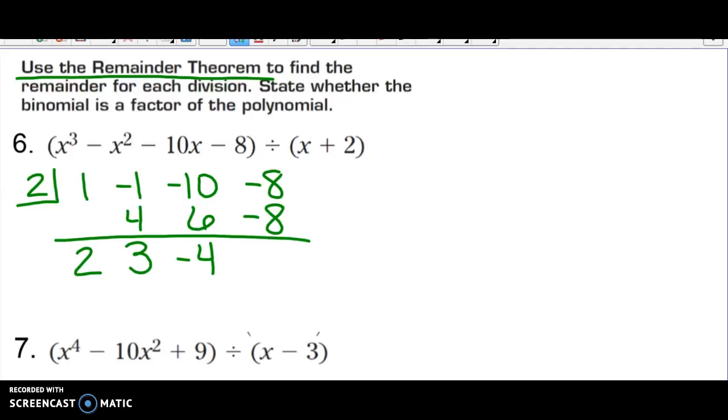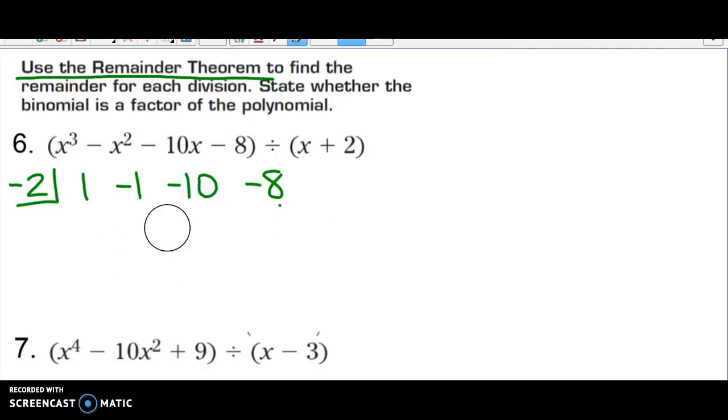I hope I did this right. Let me check here real quick. Looks right. I'm feeling like it should be positive. Yep, I'm wrong. I had to change the sign. I knew something was wrong.